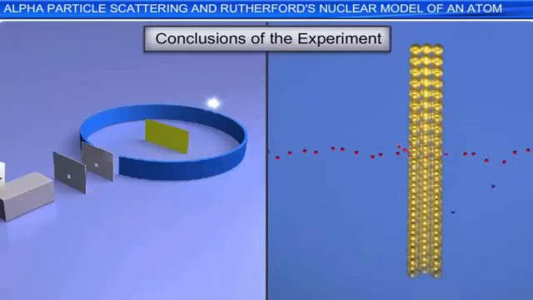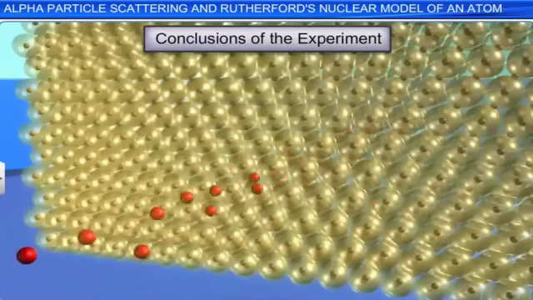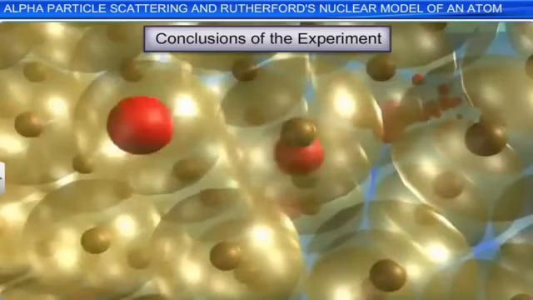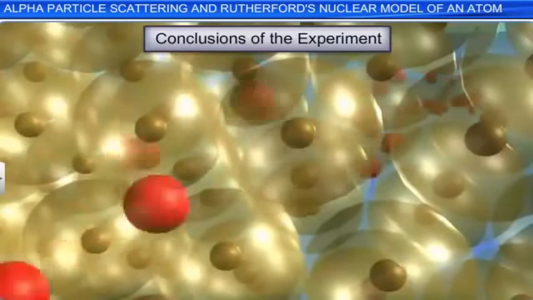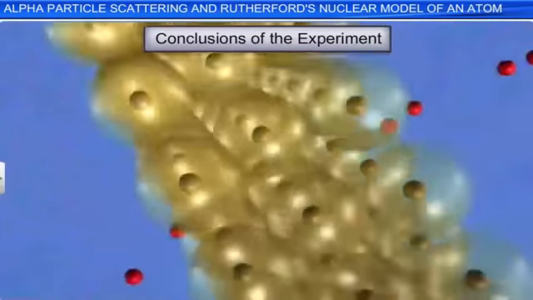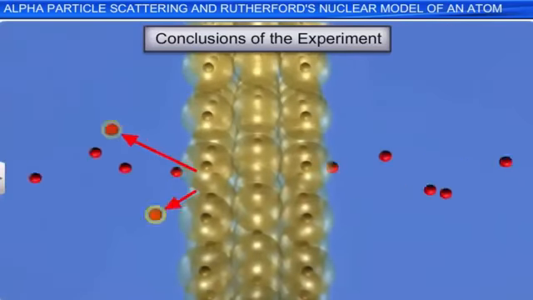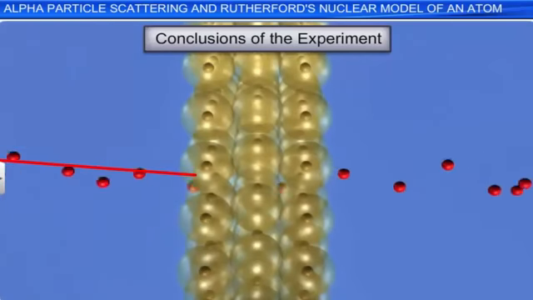0.0125% of the incident alpha particles scattered by more than 90 degrees, that is, they scattered backwards. For this to have happened, such alpha particles must have experienced a large repulsive force. This would be possible only if most of the atom was empty and its entire positive charge was concentrated tightly at the central part called the nucleus. In such a case, the alpha particles which moved very close to the central part would experience large repulsive forces and suffer deflections greater than 90 degrees.